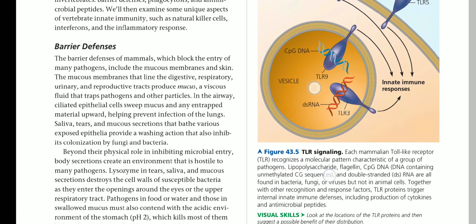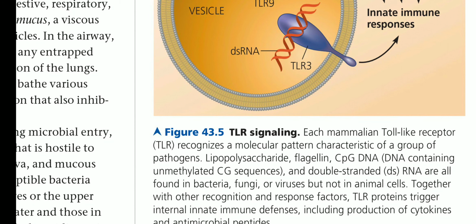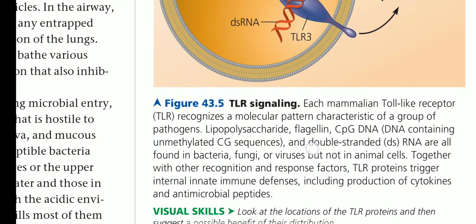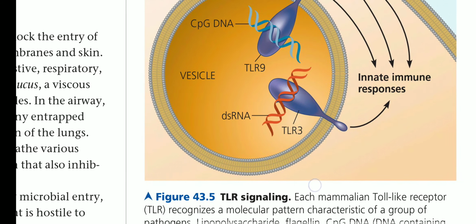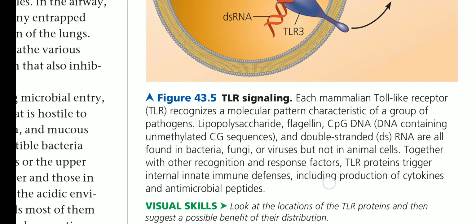It is the toll-like receptor. Each mammalian toll-like receptor recognizes a molecular pattern that characterizes a group of pathogens, like lipopolysaccharide, flagellin, CpG DNA, and double-stranded RNA also. So these are some things which will be recognized by the toll-like receptor, and after that the toll-like receptor protein triggers a response.